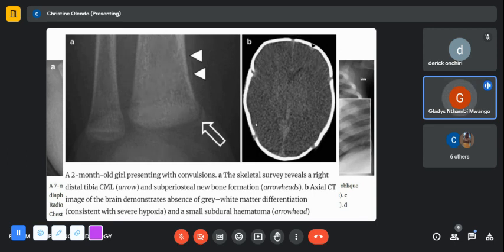Because remember, when the child is shaken, you can also get what might look like deep axonal, diffuse axonal injuries.